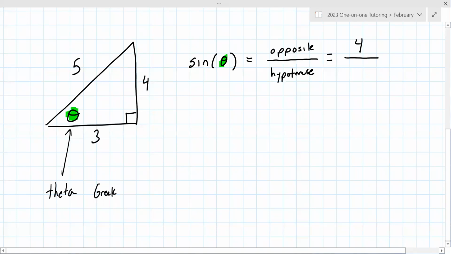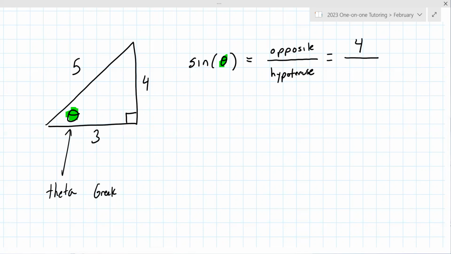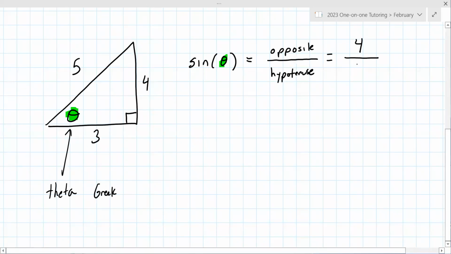Opposite theta? Can you tell me why 4 would be opposite of theta in this triangle over here? 4 will be the opposite. 4 is the opposite of 3, I would say. All right, and the hypotenuse is 5.